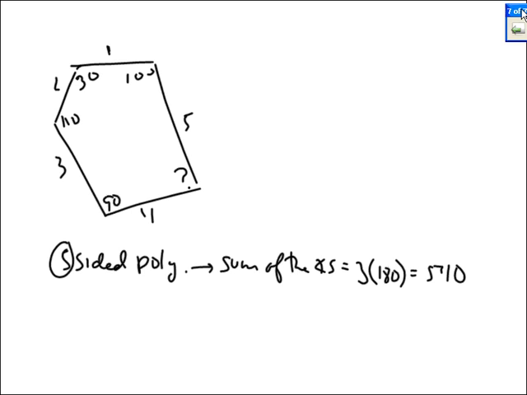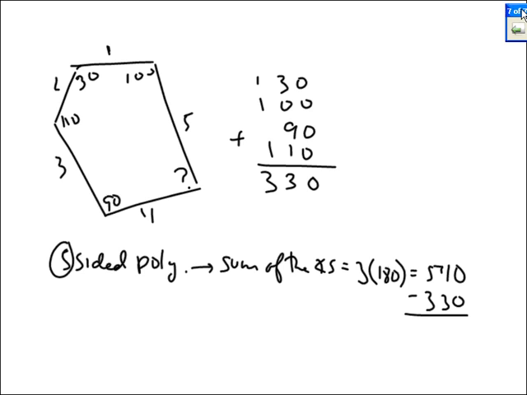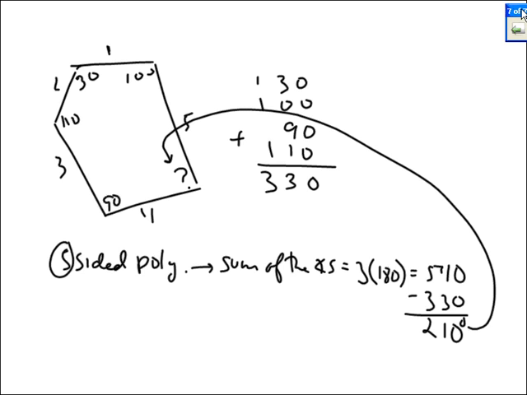Okay, and I add up the angles. 30, 100, the unknown, 90, and 110. When I add these up, I get 330. So you take away 330, whether the picture looks like it or not, it's 210 degrees. That angle right there is 210 degrees. Doesn't look like it, but nonetheless, it's 210 degrees.